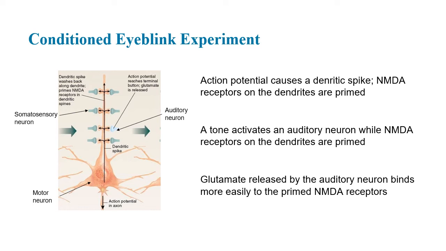I put a lot of slides in looking at this, and I still haven't even gotten to the other one yet. So again, the axon potential causes the receptors that are primed. The tone activates the auditory neuron. I've already explained all of this. I'll probably just delete this slide.